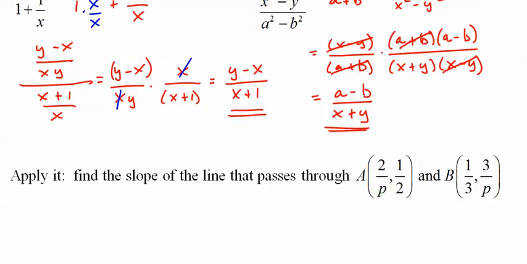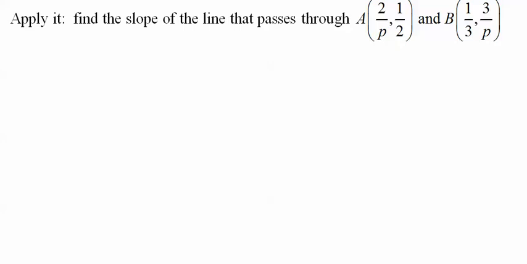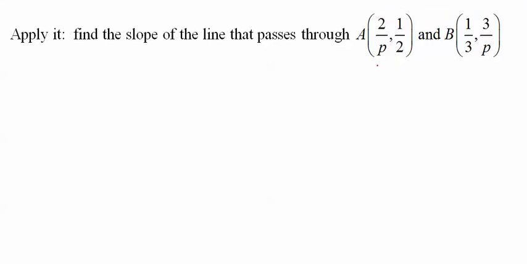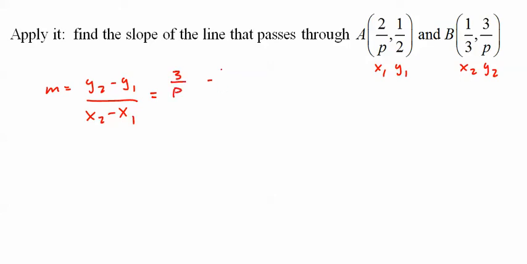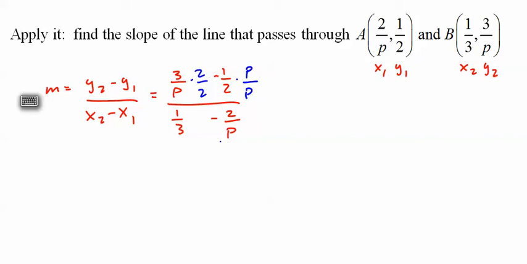So here's a practice problem for you. I would pause the recording, see how you do. Now I'm going to do it. x1, y1, x2, y2. Slope is y2 minus y1 over x2 minus x1. You can see it's going to set up like a complex fraction. 3 over p minus 1/2, over 1/3 minus 2 over p, times 2 over 2, times p over p, times 3 over 3.